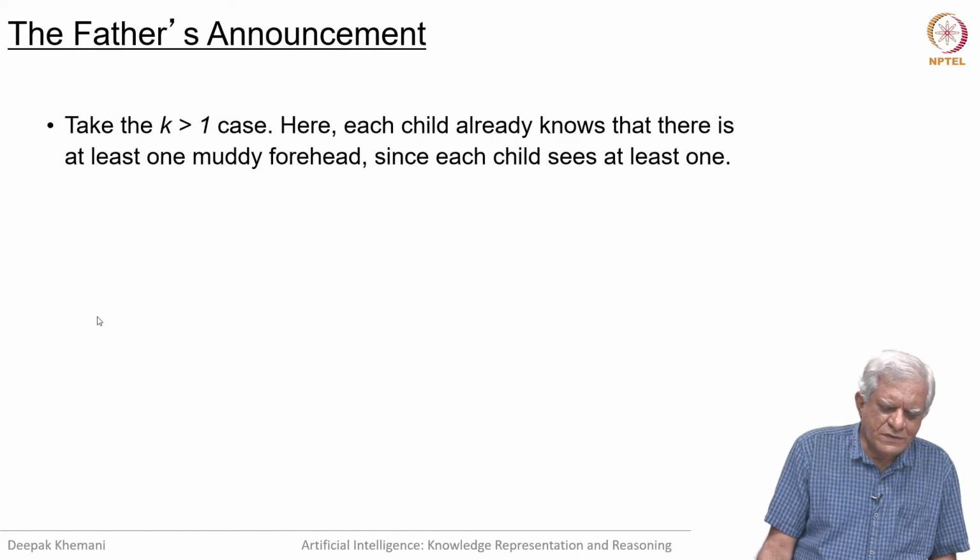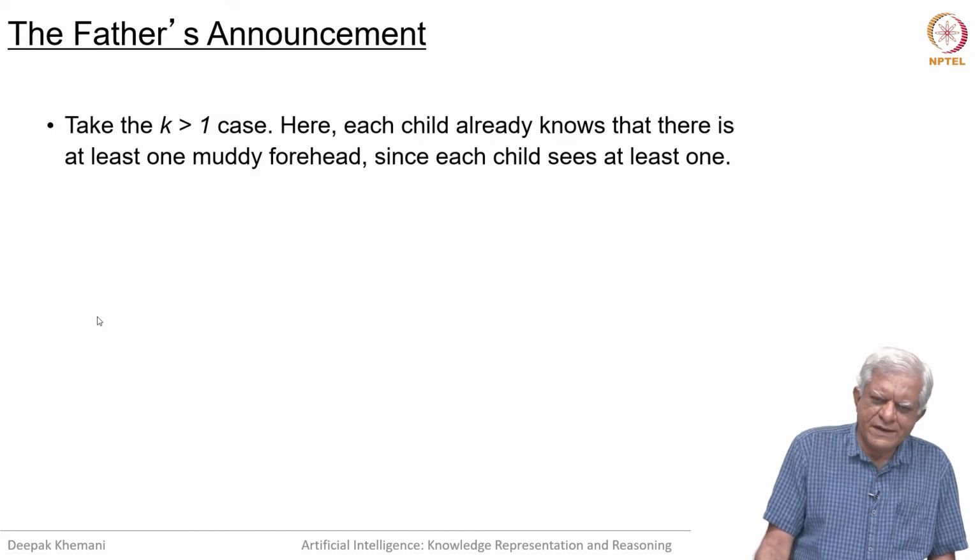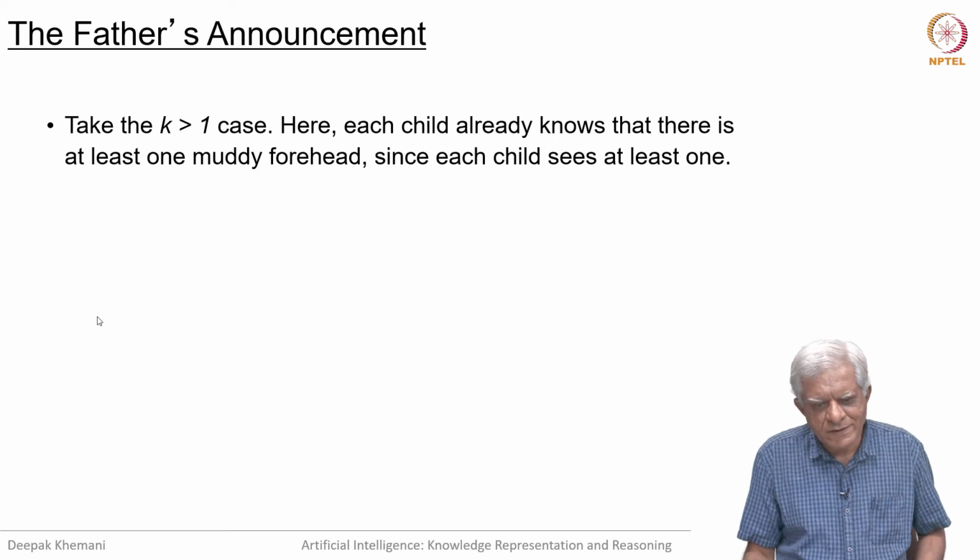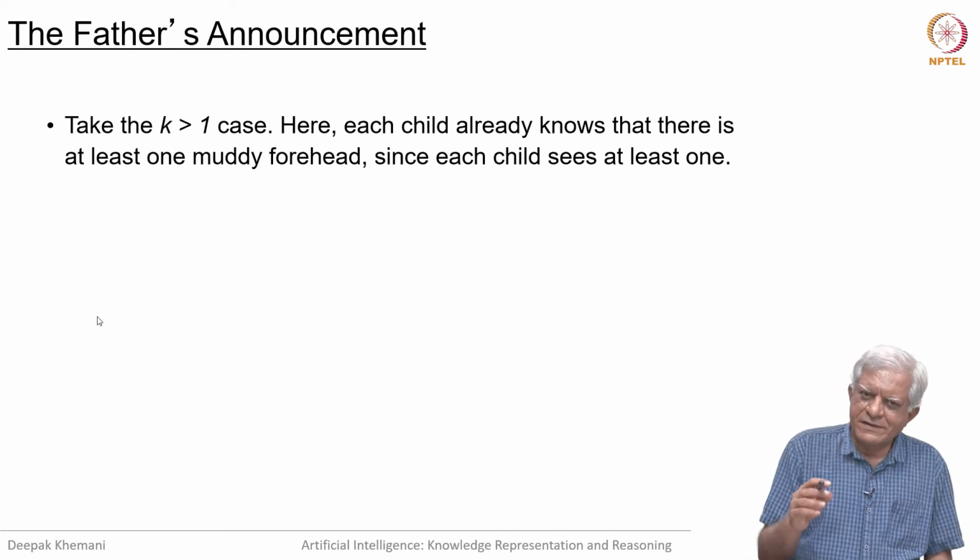So, what is the use of the father's announcement? Let us take the case when there is more than one child who is muddy. Here each child already knew what the father said. The father said someone has mud on their forehead, and each child would see at least one other person who has mud on the forehead. So, does that announcement really help? Without the announcement, if the father had said, do you know if anyone has mud on their foreheads, then will they be able to answer?